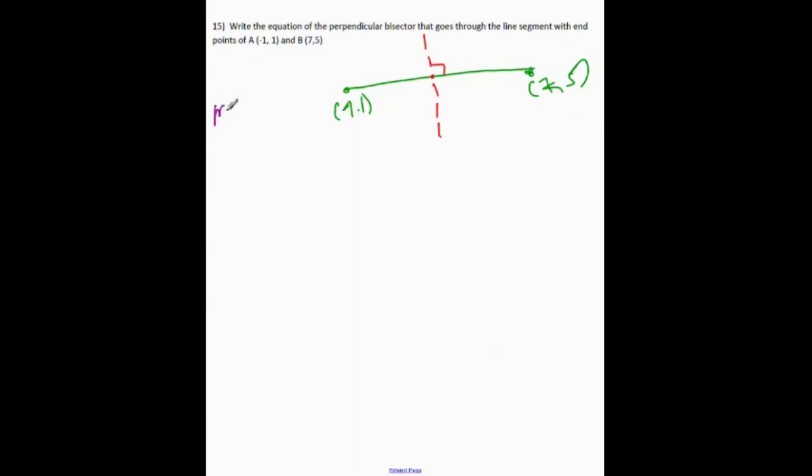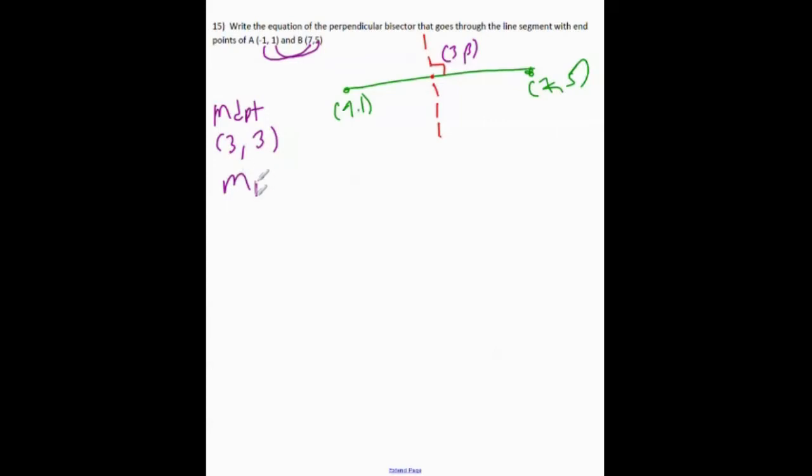So midpoint, and we're going to take my x's. We're going to add them together. Negative 1 and 7 gives me positive 6. Half of 6 is 3. 1 plus 5 is 6. Half of 6 is 3. So my midpoint is 3, 3. So this is 3, 3.